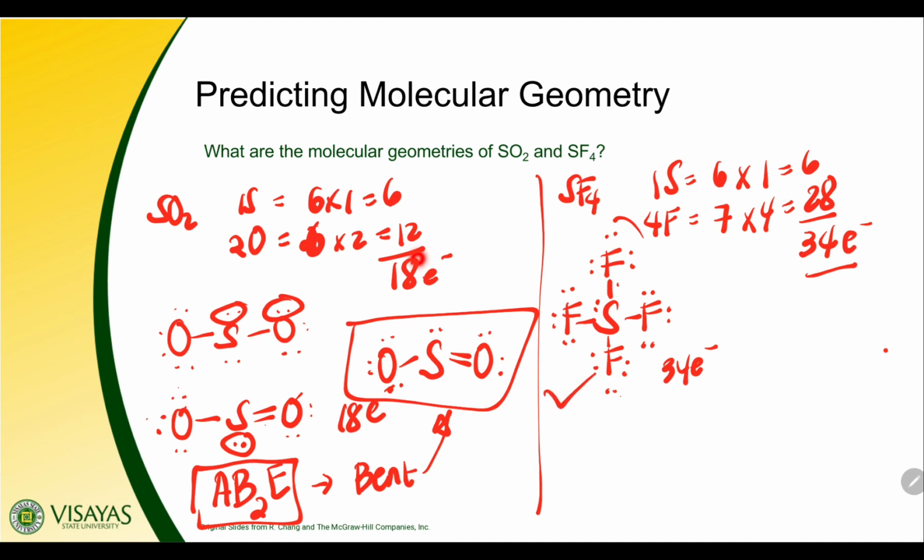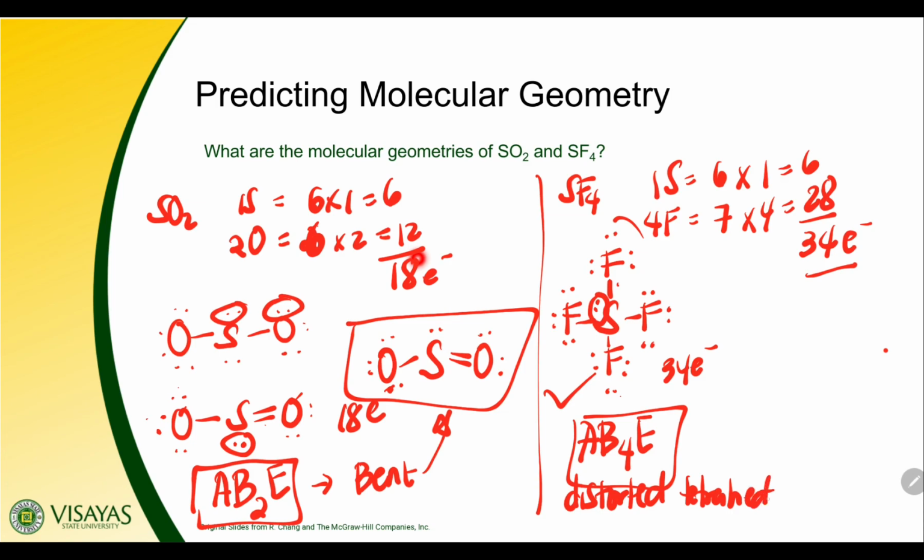Next, we identify its class. So we have A, B. Since we have 4 atoms bonded, we have A, B, 4. And since we have one lone pair on the central atom, we have E. That's AB4E. And based on VSEPR, what is this? This is distorted tetrahedron or seesaw. How do we draw seesaw once again, or distorted tetrahedron?